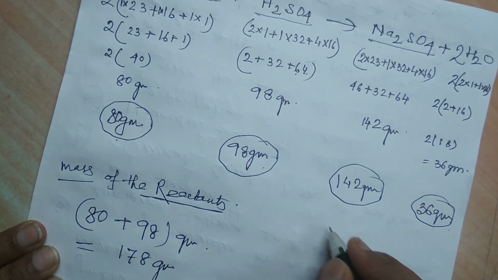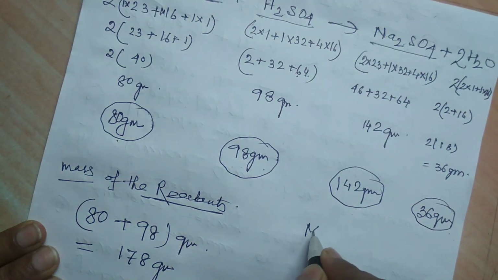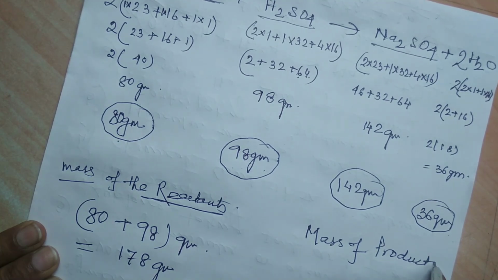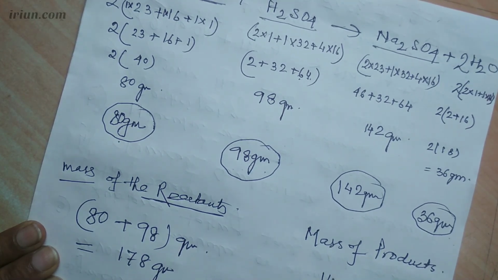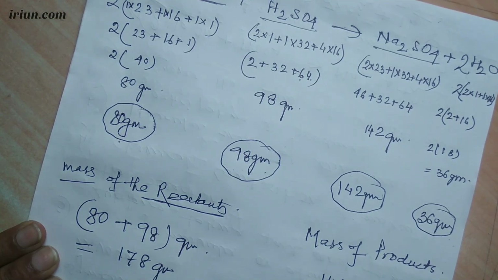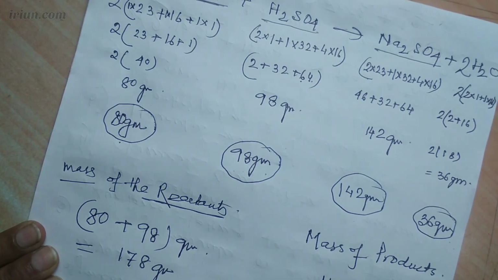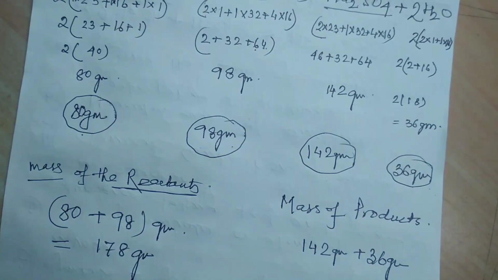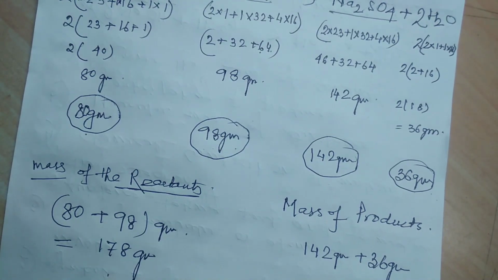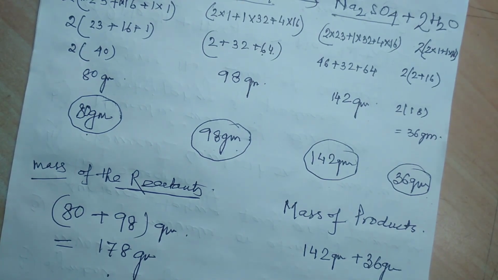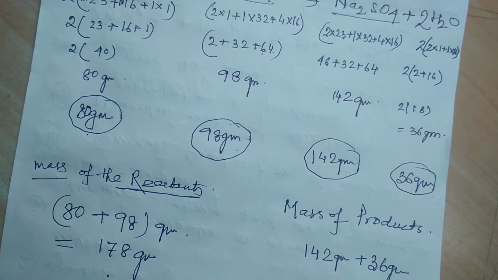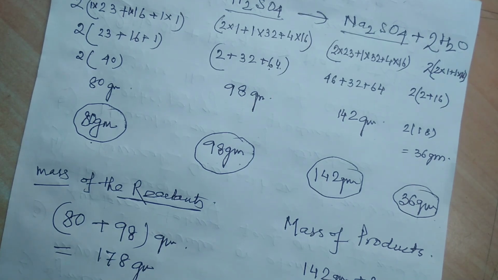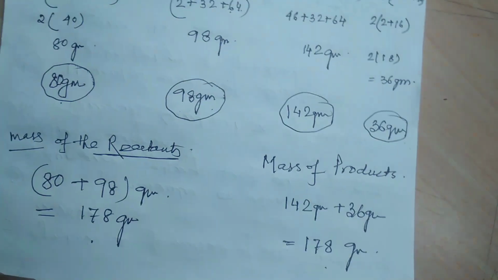And on this side, the mass of the products. Mass of the products is equal to 142 gram plus 36 gram, and this is also 178 gram. So we can observe here that the total mass of the reactants is equal to the total mass of the products, and that is the law of conservation of mass. So even with the help of a balanced equation, we can prove the law of conservation of mass.